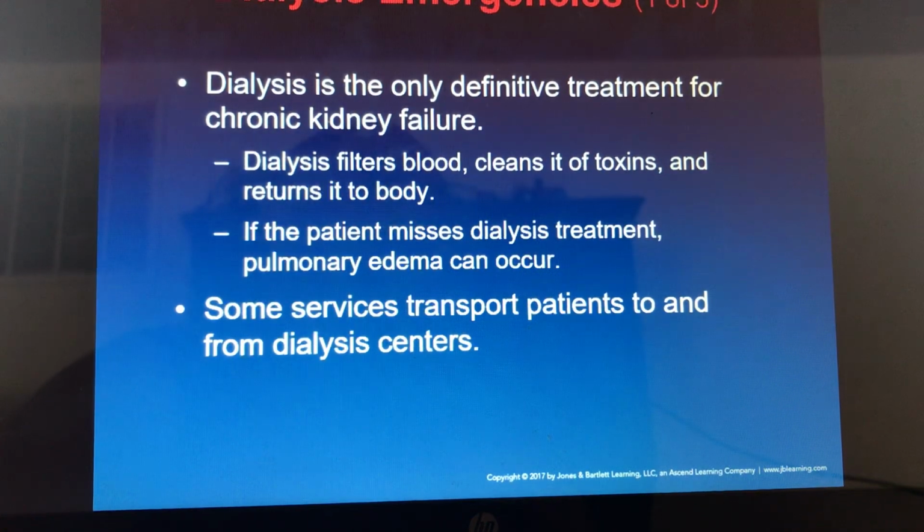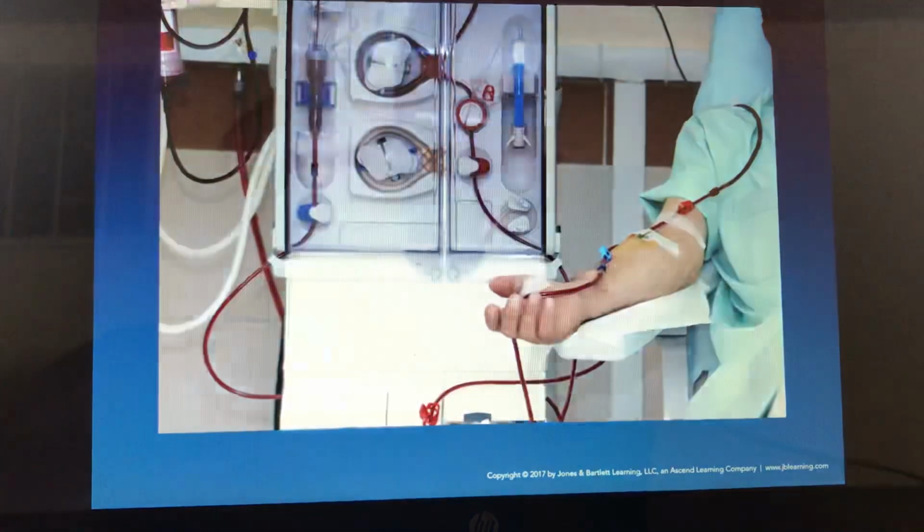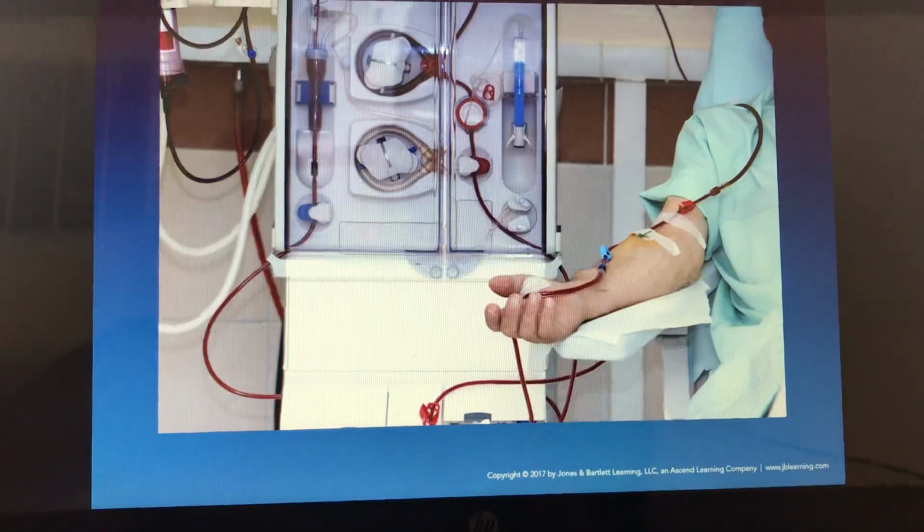They haven't had their dialysis, or they didn't go. They're refusing to go for whatever reason, and then they have issues, and they need to be dialyzed very quickly. This is what it looks like as far as the machine.